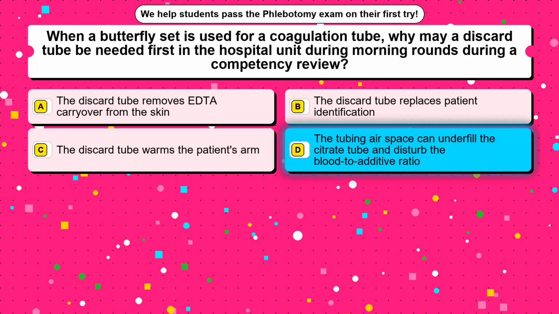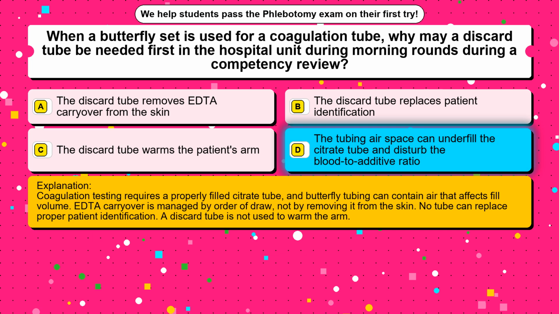The correct answer is option D. The tubing airspace can underfill the citrate tube and disturb the blood to additive ratio. Coagulation testing requires a properly filled citrate tube, and butterfly tubing can contain air that affects fill volume. EDTA carryover is managed by order of draw, not by removing it from the skin. No tube can replace proper patient identification. A discard tube is not used to warm the arm.